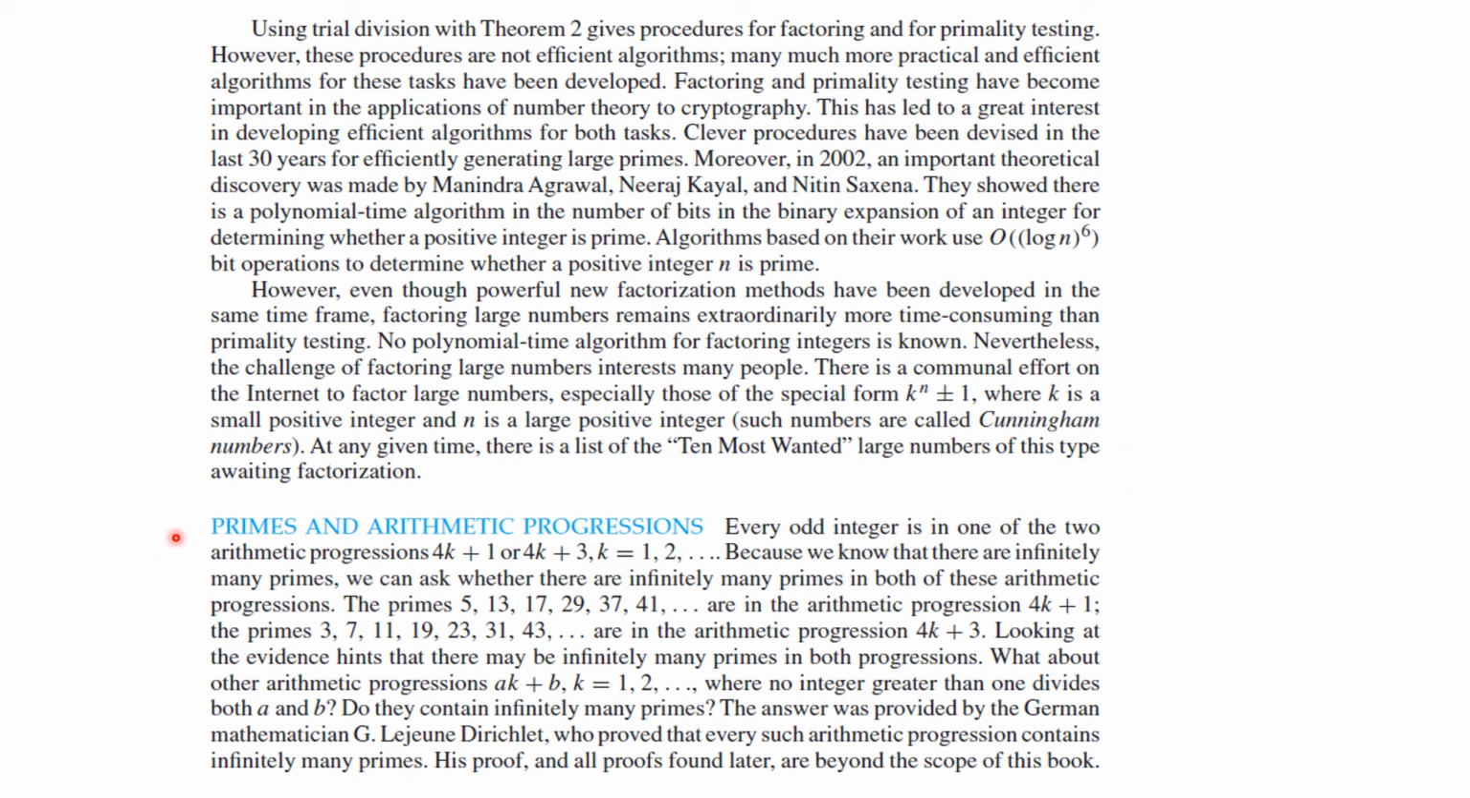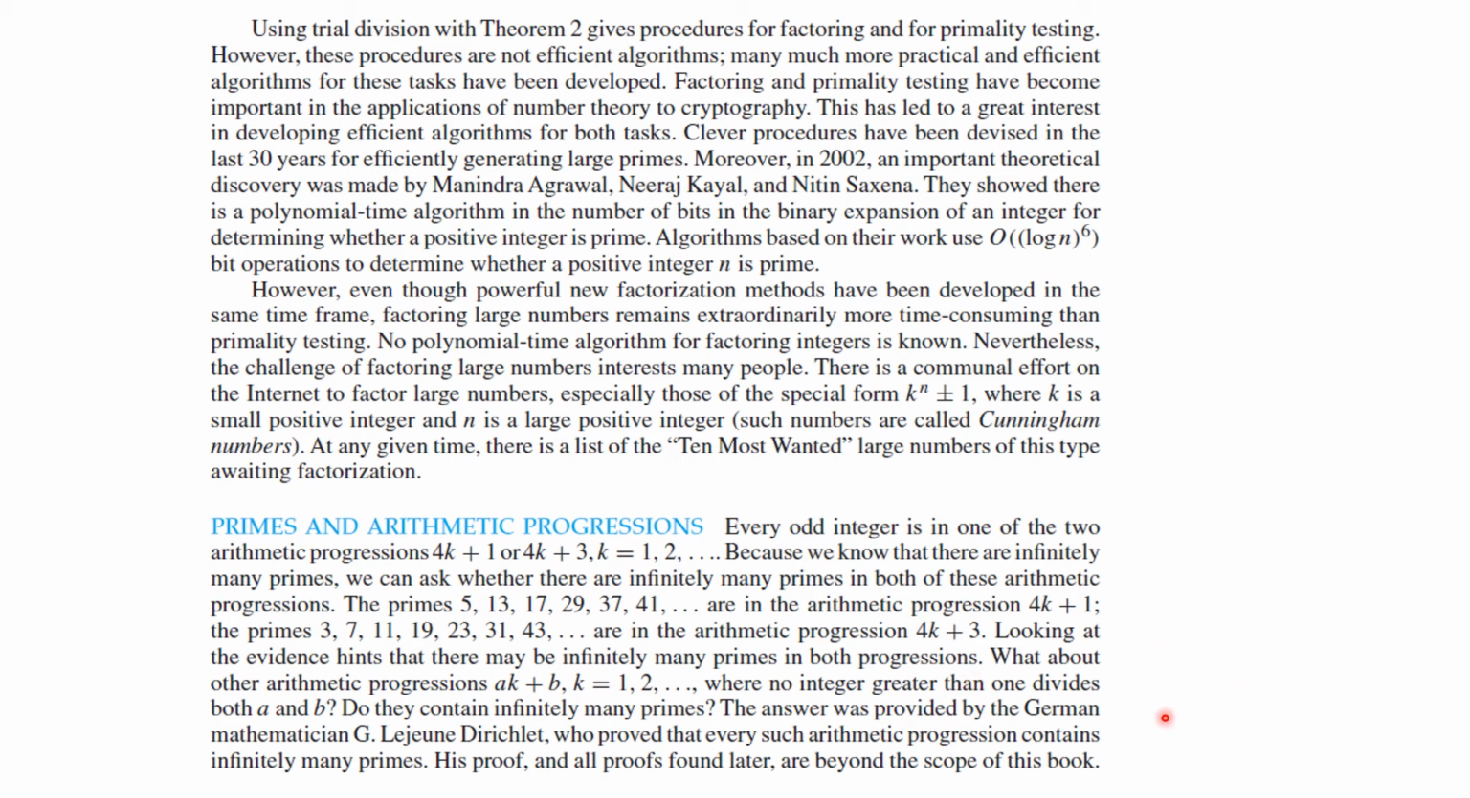We also study primes in arithmetic progressions. Every odd number is in one of two progressions: either it is 4k plus 1 or 4k plus 3. Because we know that there are infinitely many primes, we can ask if there are infinitely many primes in both of these progressions. These primes are in the first progression, and these other primes are in the second progression. Evidence hints that there may be infinitely many primes in both progressions.